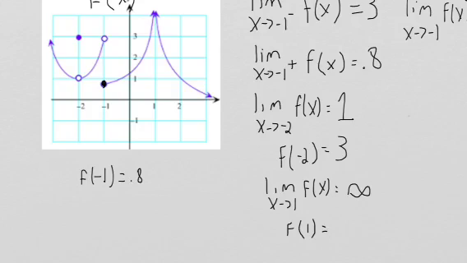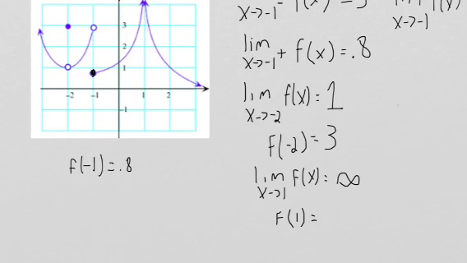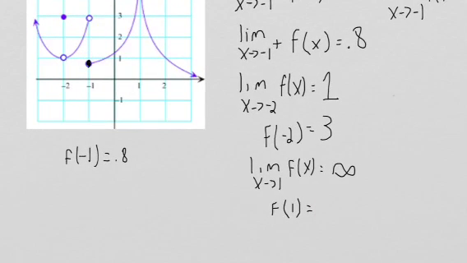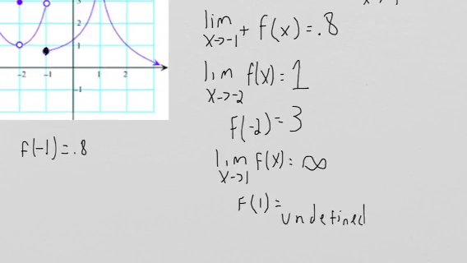input. So then what's f of 1? Well, f of 1's undefined, right? Because it's infinity. So it's a vertical asymptote. Our function is not defined at f of 1 or at x equals 1. So 1 is not in our domain. So we cannot say f of 1 is equal to anything.